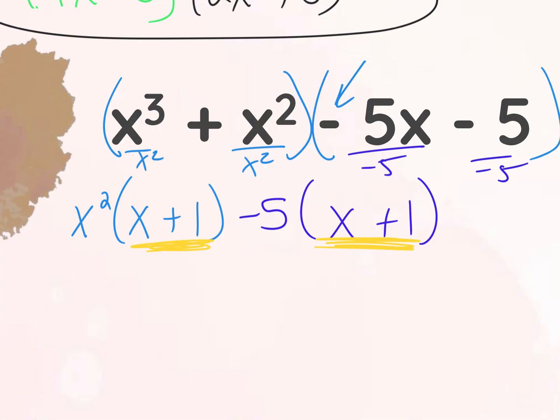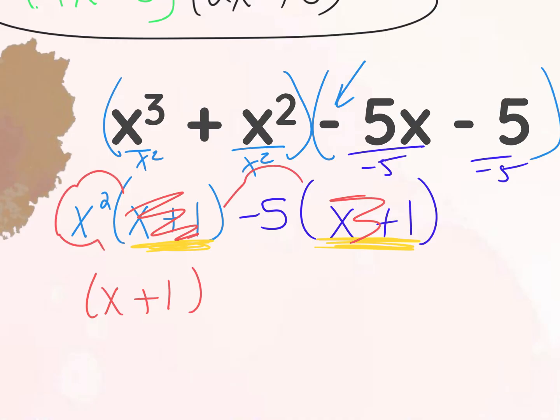So now that we have two parentheses that are exactly the same, that's our new GCF. So how many times do I write that new GCF out in front? 1 time. And then what happens to my leftovers? They get their own parentheses. Good.